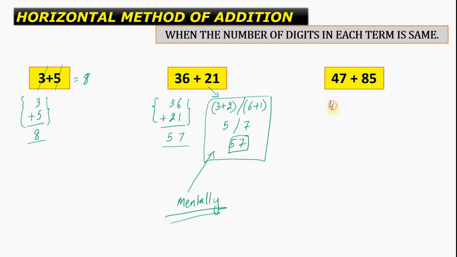Alright, for the next question, 47 plus 85. So 7 plus 5 is 12, and this 1 gets carried over. 1 plus 4 is 5 plus 8 is 13. But then we can do this mentally also.